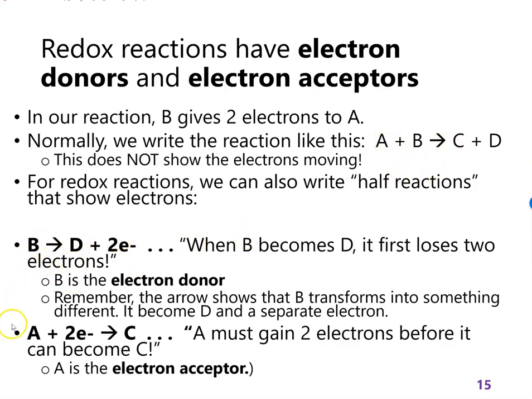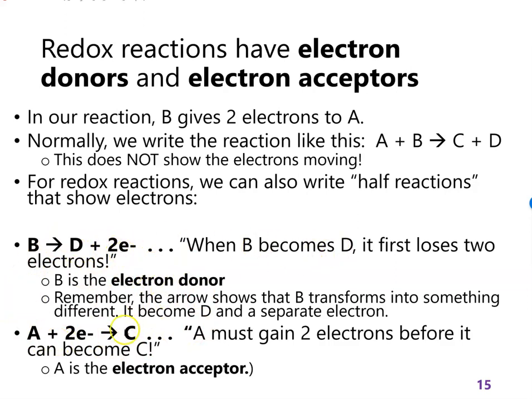And you can see this in the way the half reactions are written. B donates the electrons because it starts with them and it ends as something else and two free electrons that are not part of a molecule. And then A is the electron acceptor, you can tell because it starts by itself with free electrons and ends up as a combination of itself and of those electrons. So it has gained them. And so this is very important and useful.